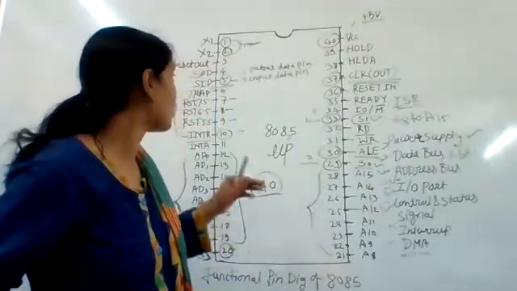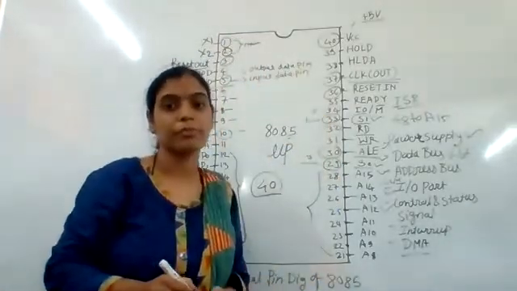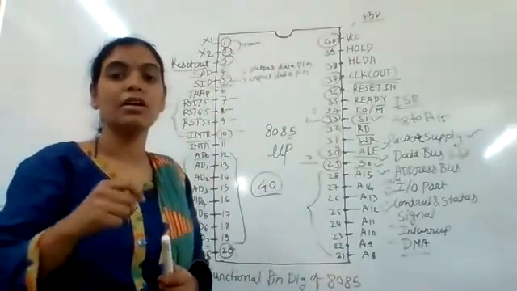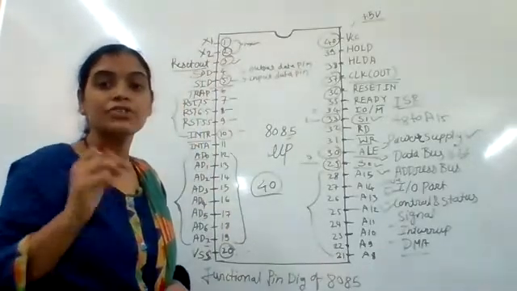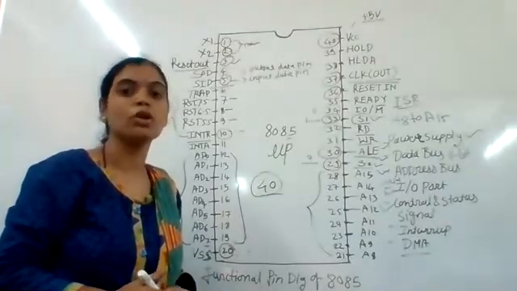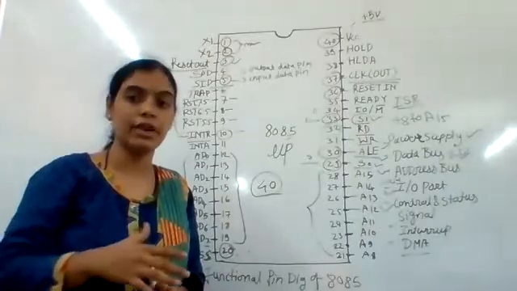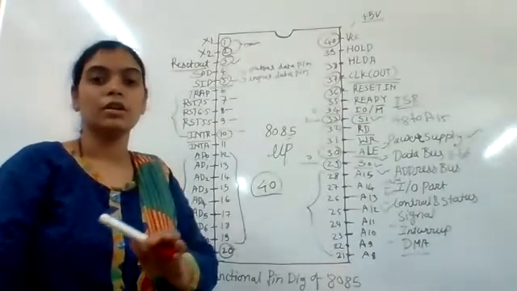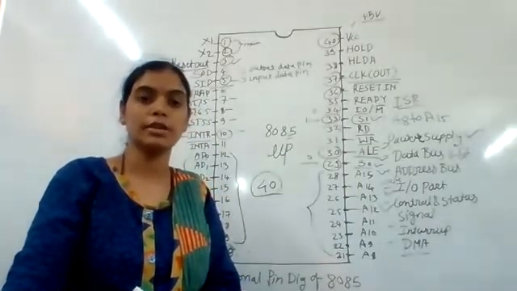Now next is RESET OUT, pin number 3. This pin generates a signal to provide information about the resetting of the microprocessor. Also, we can say that once a processor is reset, then all the connected devices must also be reset.